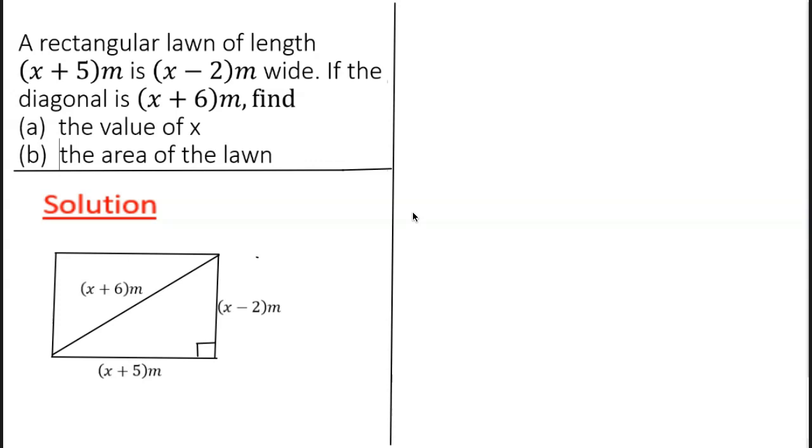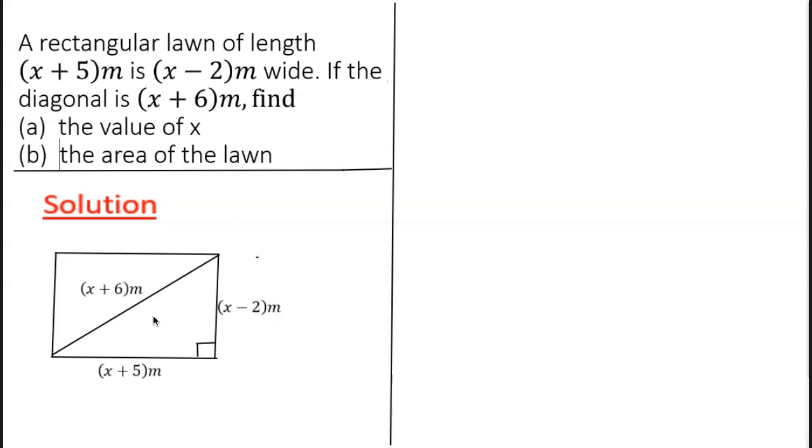As I said, this is a problem on rectangular shape. We have a rectangular plane, and we have been given the length and then the width. So you can see on the diagram, this is a rectangular plane. This is the length, which is x plus 5 meters. This is the diagonal, x plus 6. And then the width is x minus 2 meters.